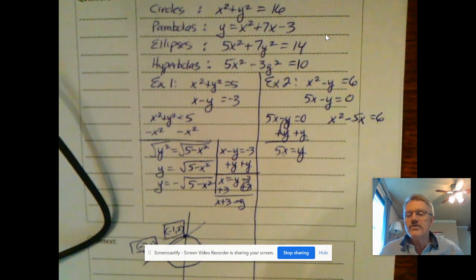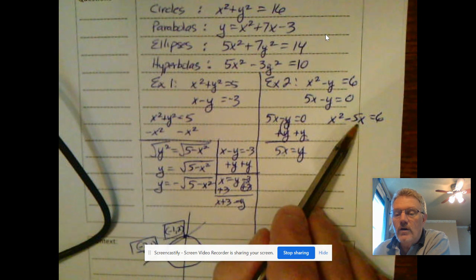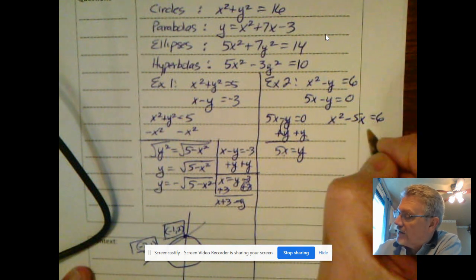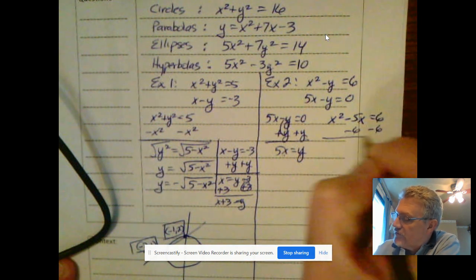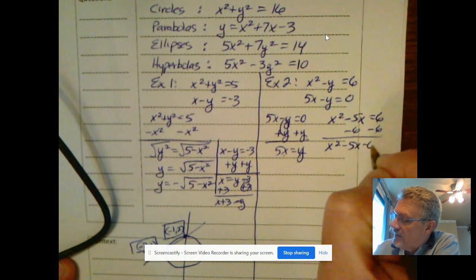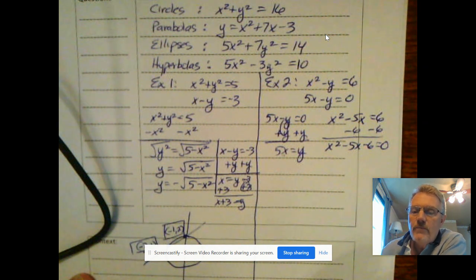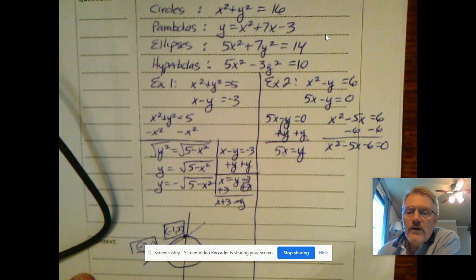When you're solving a system of equations, guys, your goal is to get rid of a variable. Notice in this equation I have no more y's, so I can solve for x. I subtract 6 from both sides. I get x squared minus 5x minus 6 equals 0. So we have a quadratic. We've got 4 ways to solve that. Factor if it will is the quickest.